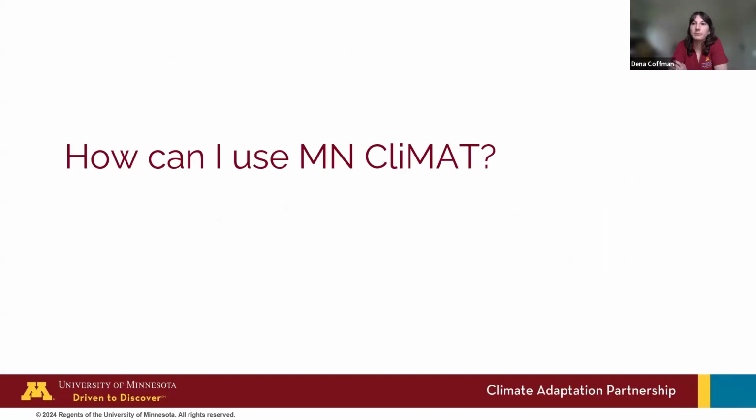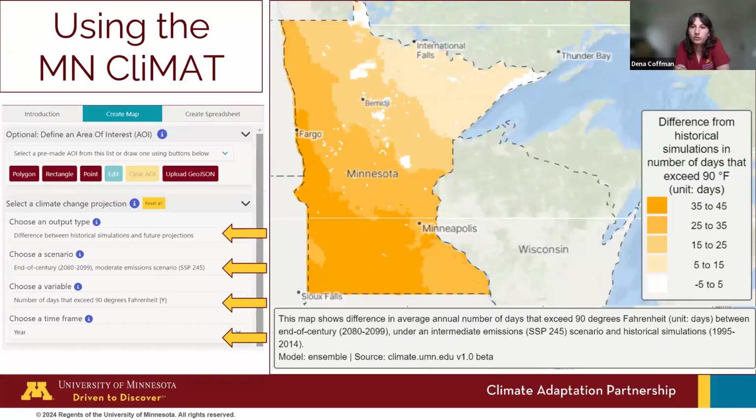So how do you use the CliMAT tool? Now that we've covered the sort of data that you can get from the tool, how do you actually go about using it? On the landing page for the tool, you're going to see something like this, and you're going to want to click on that Create Map tab in the top center. And that's going to bring up all these different little drop-down menus.